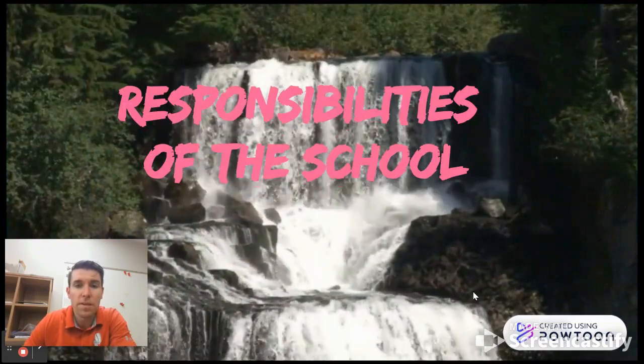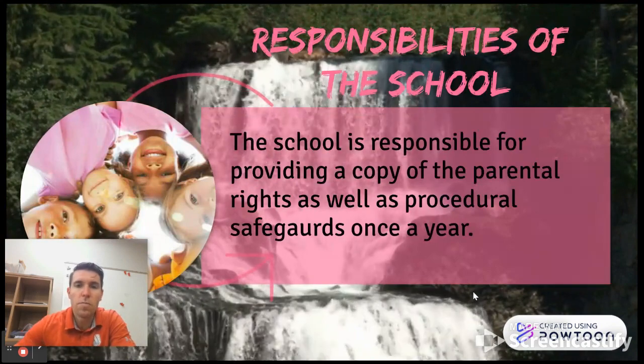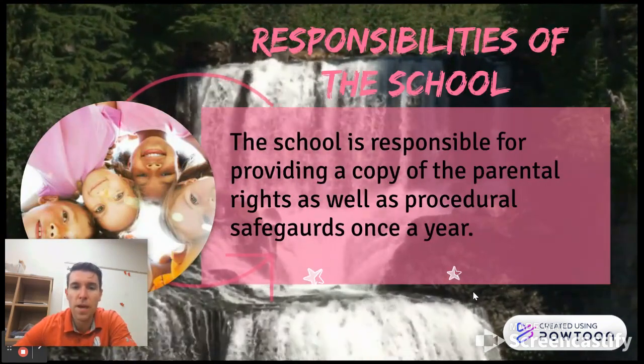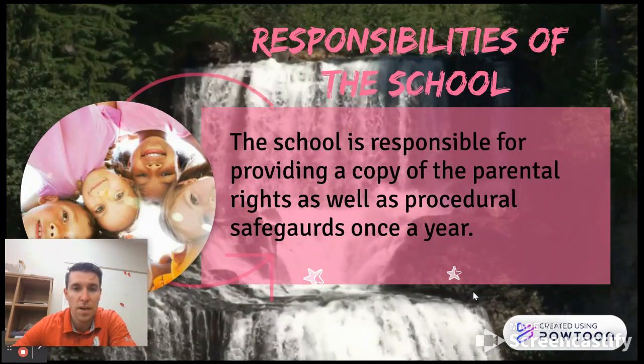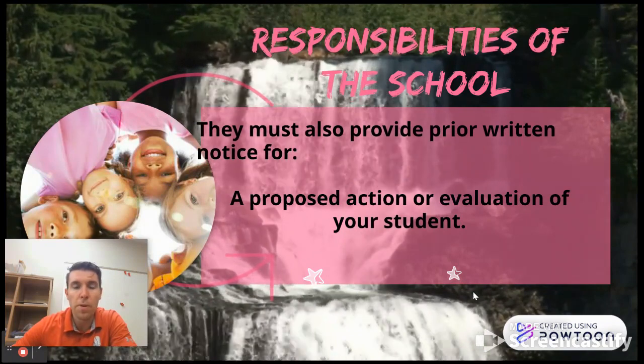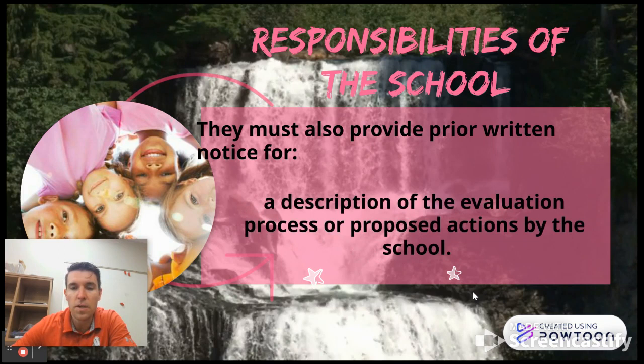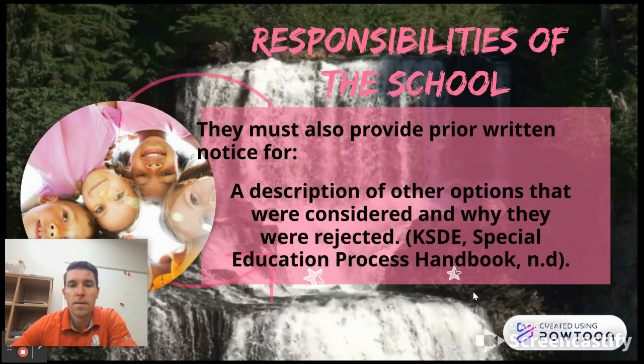Now let's talk about the responsibilities of the school. School is responsible for providing a copy of the parental rights as well as procedural safeguards once a year. They must also provide prior written notice for a proposed action or evaluation of your student, an explanation of why the school is proposing those actions or evaluations, a description of the evaluation process or proposed actions by the school, and a description of other options that were considered and why they were rejected.